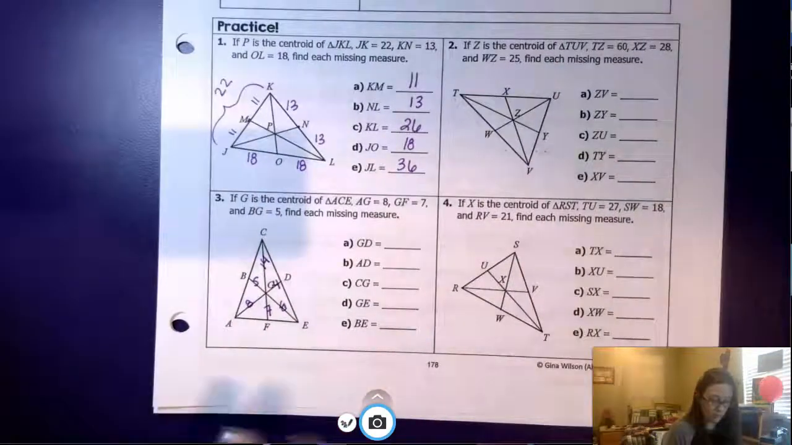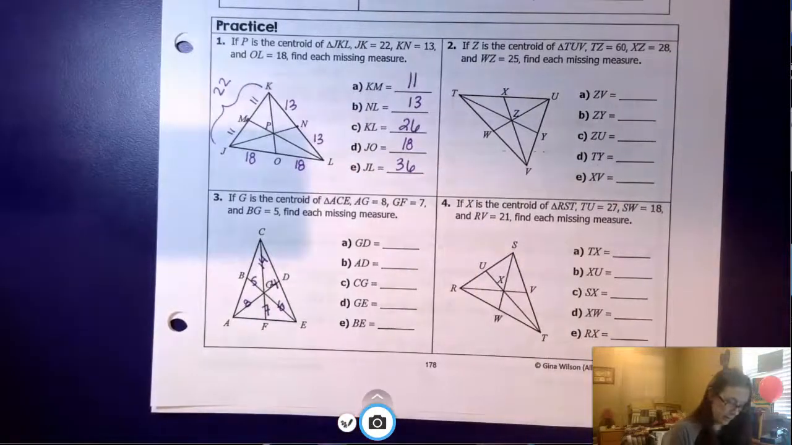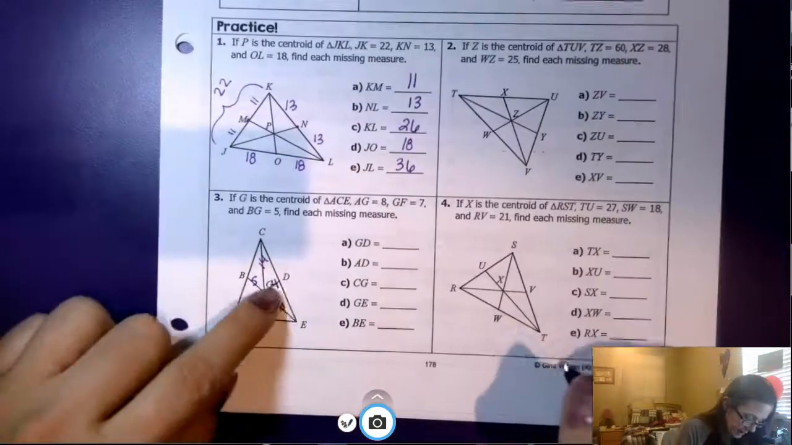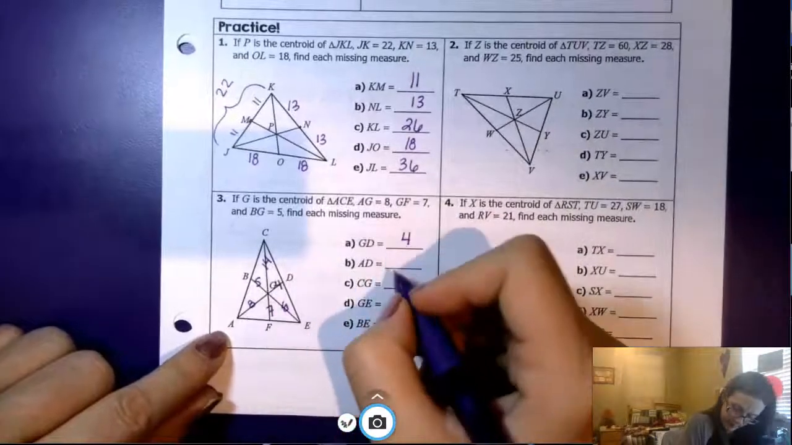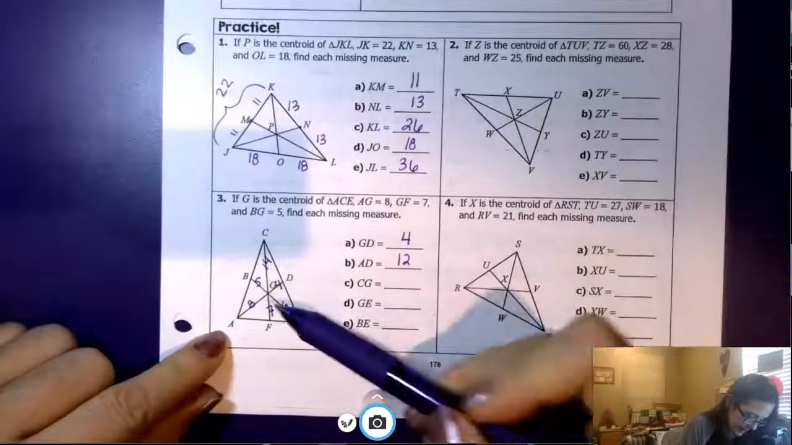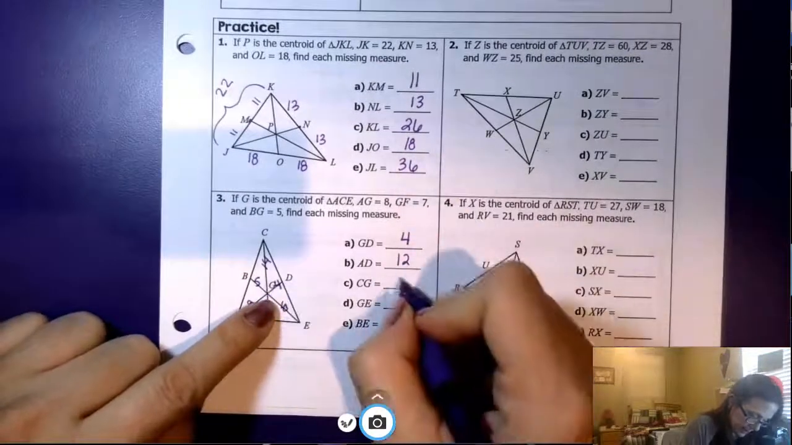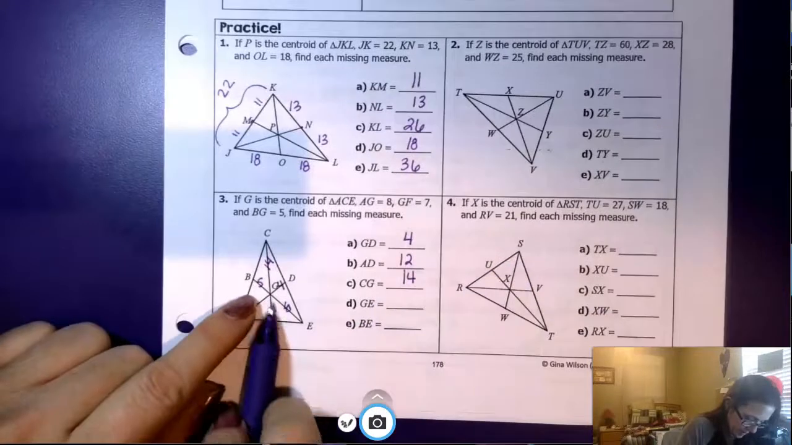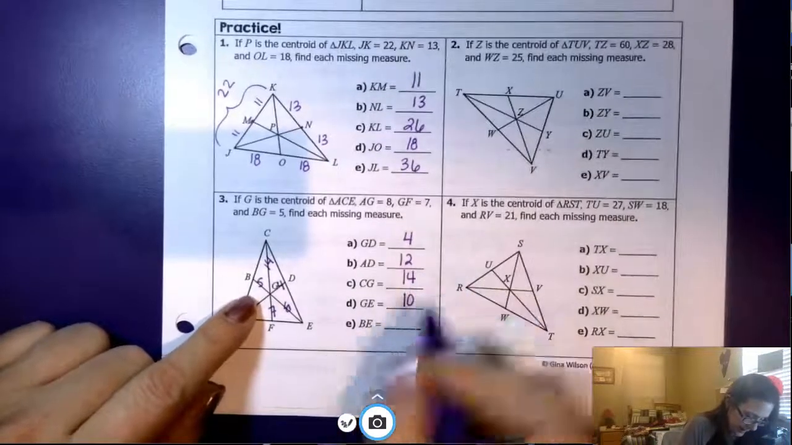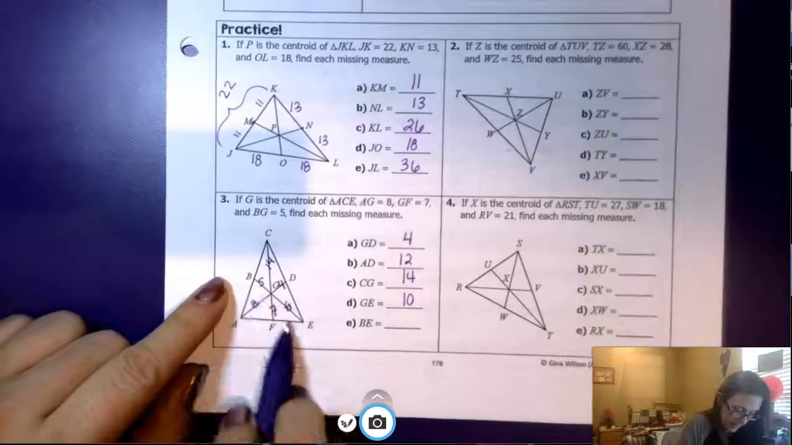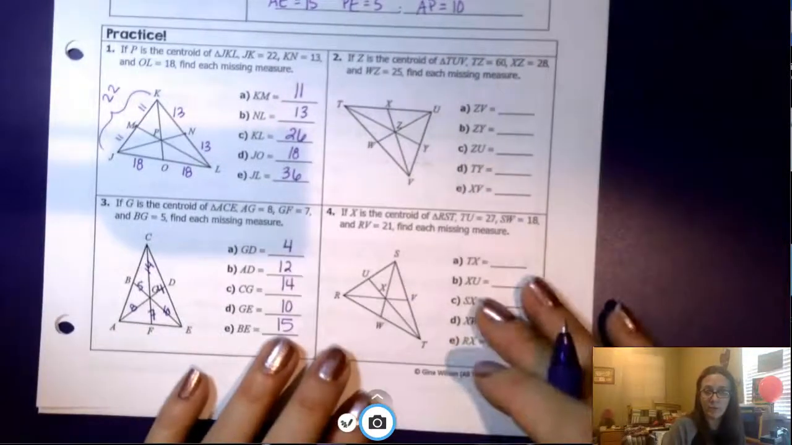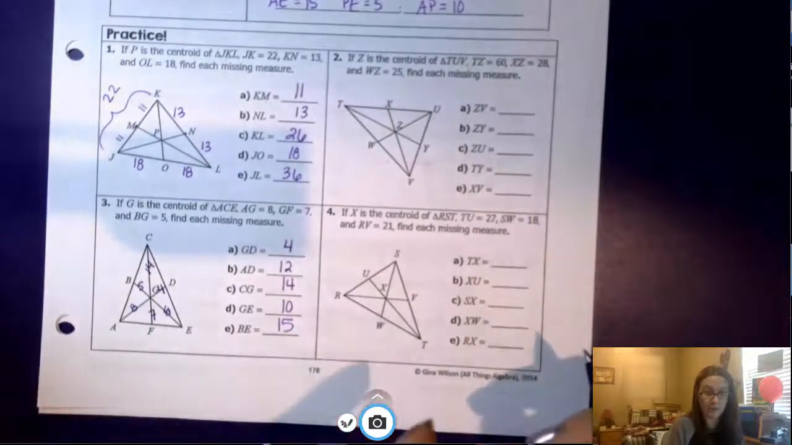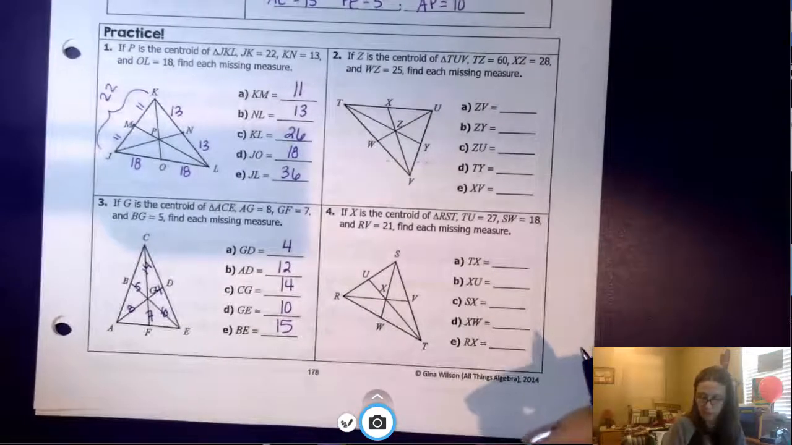Now I did everything I know. Now I can come over here and answer those questions. GD is 4. AD is this whole length, so 8 plus 4 is going to give me 12. CG is 14. GE, I got 10. And then BE, the whole length, 10 and 5 is going to give me 15. So again, these are really similar. Go ahead and write everything out here, fill in those numbers. I'm going to put the numbers in now, so pause before I start.